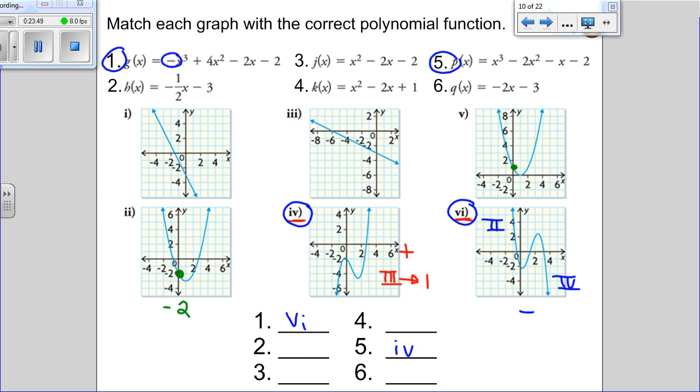So you can use these little tricks to quickly figure things out rather than having to graph all of them, match your window to all of them. That would take a long time. This quadratic had a constant of -2. Constant of -2 is number 3. So number 3 is double R.